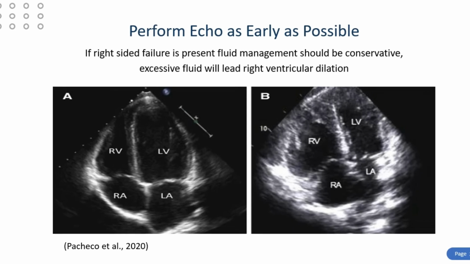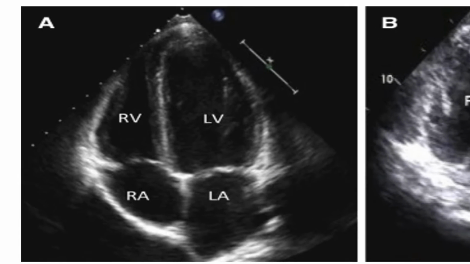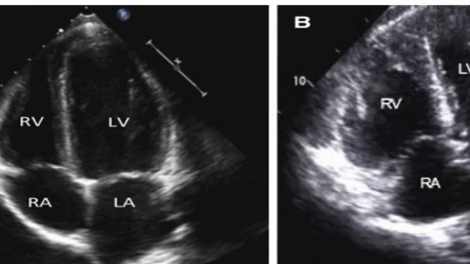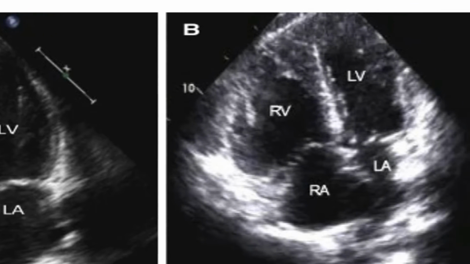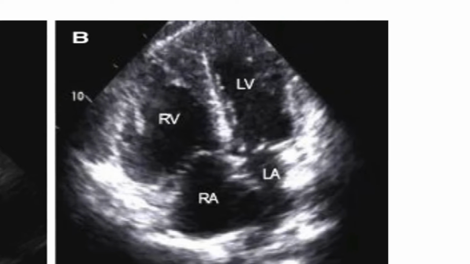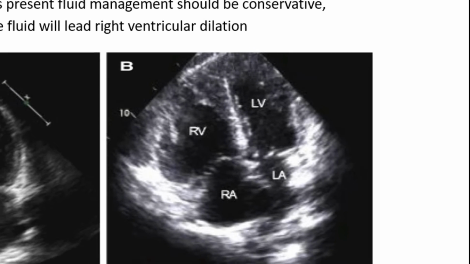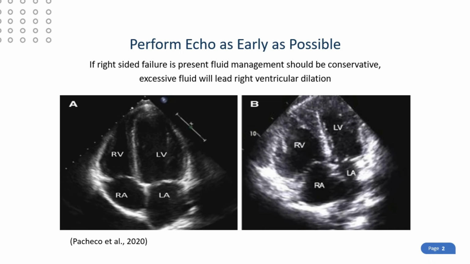So here is a copy of an echo, a normal echo, and you see the right ventricle, the septum, and the left ventricle. Here you see the right ventricle is dilated, the septum is pushed over and is compressing the left ventricle, which has a lot less fluid in it, and this ultimately will lead to decreased cardiac output. And this decrease in cardiac output will also result in more hypotension and hypoxia, creating a vicious cycle.